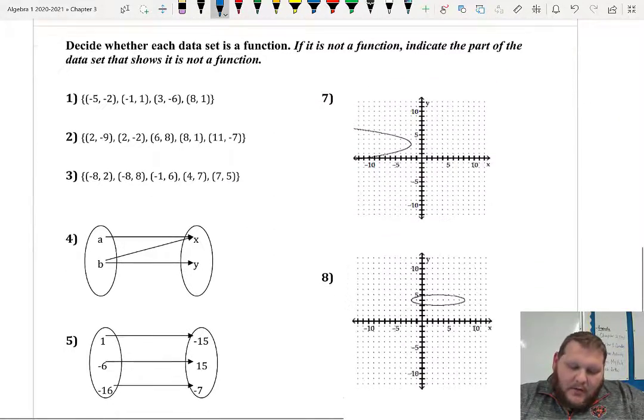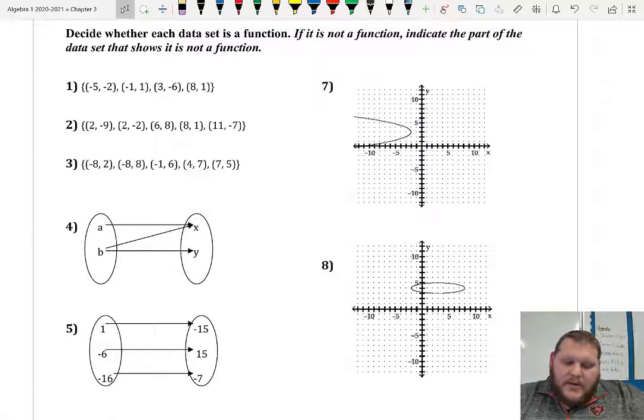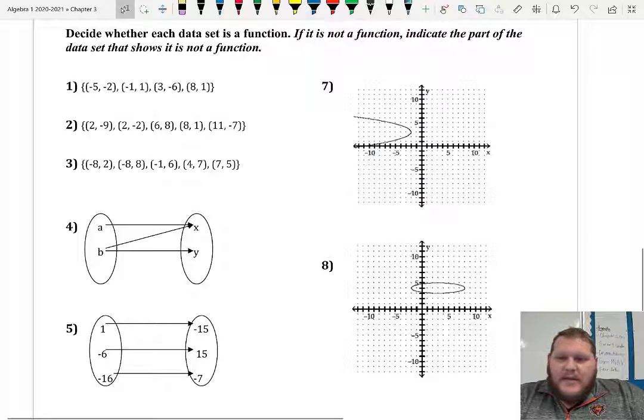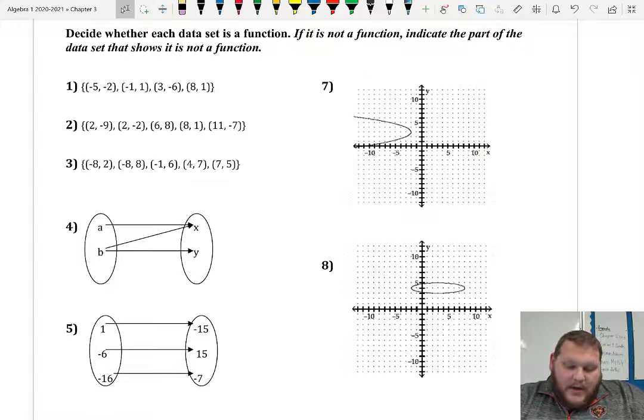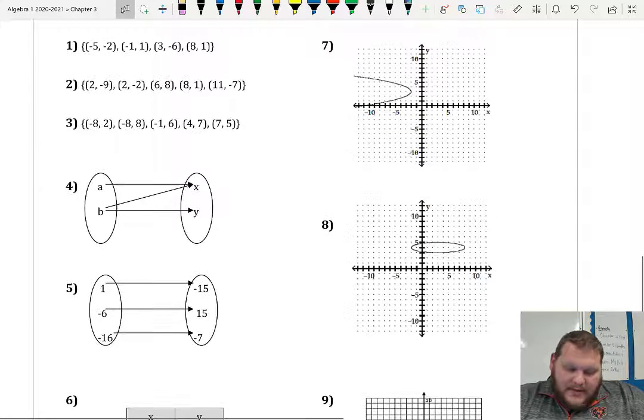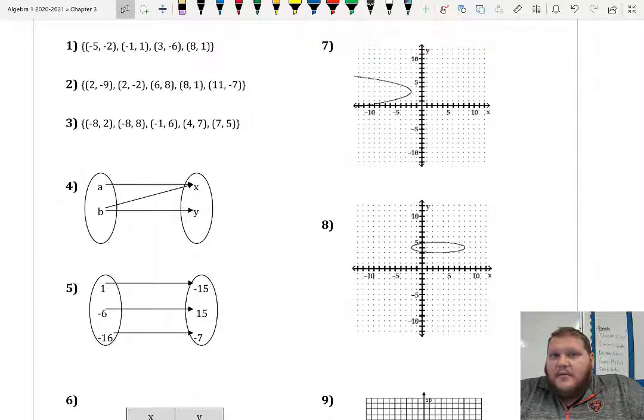Okay, for our last one, decide whether each set of data is a function. If it is not a function, indicate the part of the data that shows that it's not a function. So as we go through these, I'm just going to go through them pretty quickly. If you want to pause before I get started here and check yourself and see if you can figure out whether they're functions or not, then go ahead and do that. But I'm going to go ahead and now just start working on these problems.